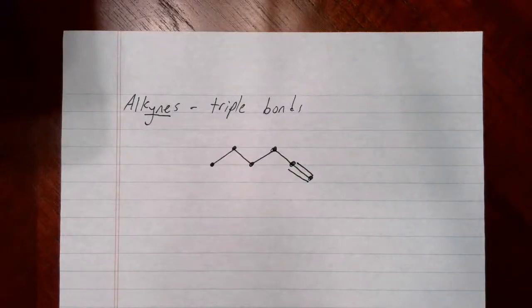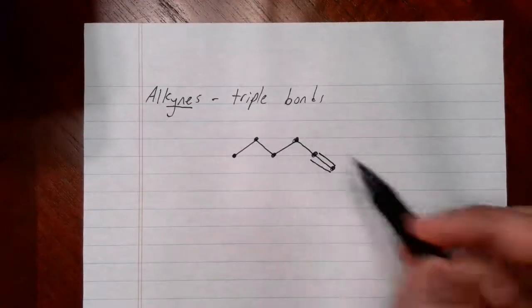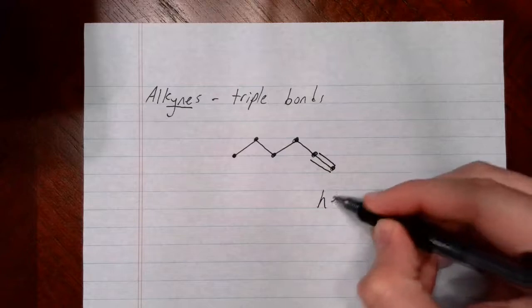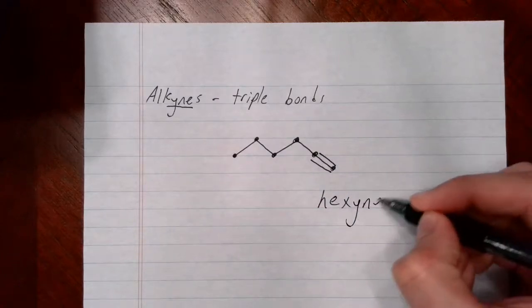So the last video somehow got cut off, so I believe this is where I left off. So let's go back and we'll count the number of carbons. 1, 2, 3, 4, 5, 6. There are 6 carbons. So HEX. There is a triple bond. So the ending is YNE.